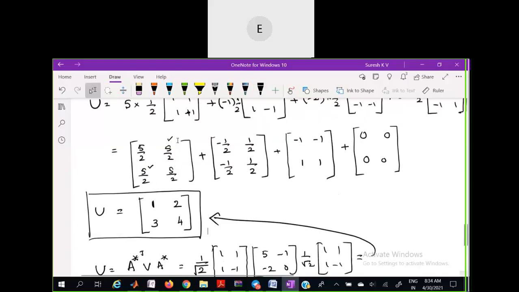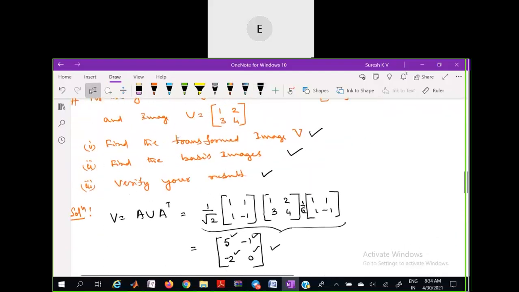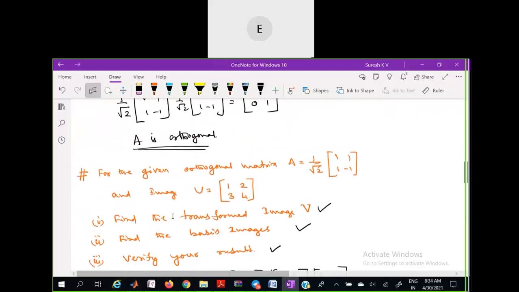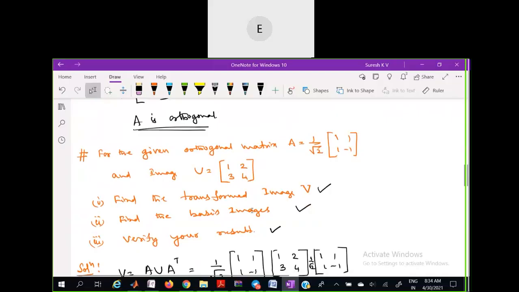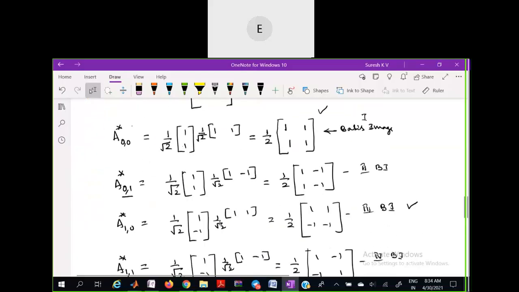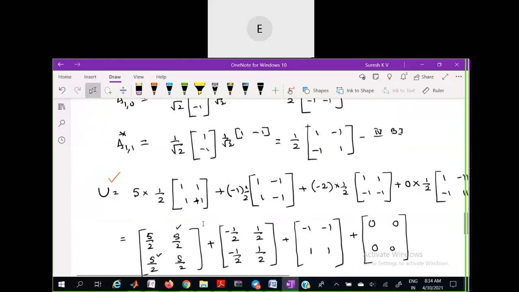In fact, this is a very important step in any transformation. How I can get the transformed image, how I can get the corresponding basis images, how you can verify that the image can be represented in terms of the basis images. So that's what we have done here. Any image is represented in terms of the basis. This is the first basis image, second basis image, third basis image, fourth basis image. So basis images for a given transform will not change.